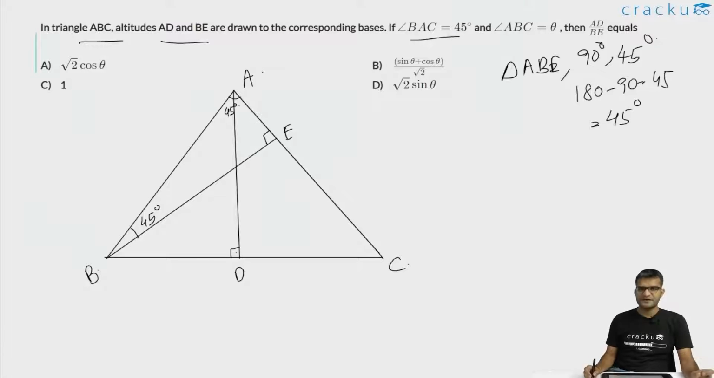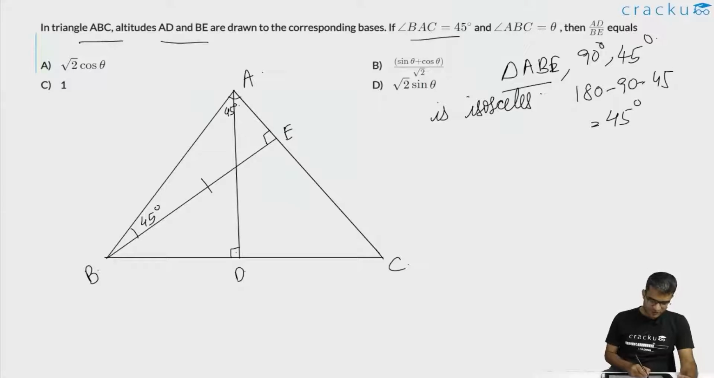So immediately we will figure out that triangle ABE is isosceles. It is a right angled isosceles triangle because two angles are the same, they are equal to 45 degrees. This would imply that BE is equal to AE. And if you are assuming that both of them are equal to x, if this is x and if this is x, we can calculate the length of AB. AB will be equal to x root 2.